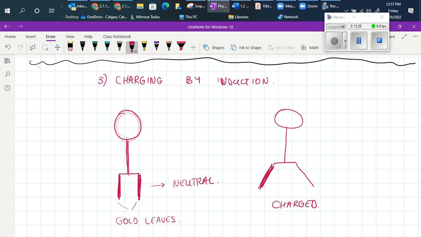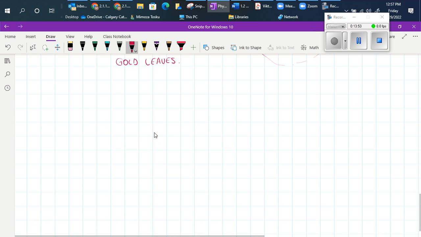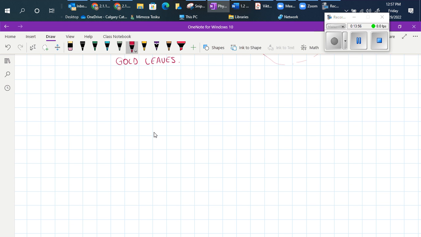Those two gold leaves cannot be one like this and one straight. They will always both be open if the electroscope is charged. They cannot be one open and one straight, but both will be open if the electroscope is charged. Now let's see what is happening with the electroscope when we start charging it by induction.